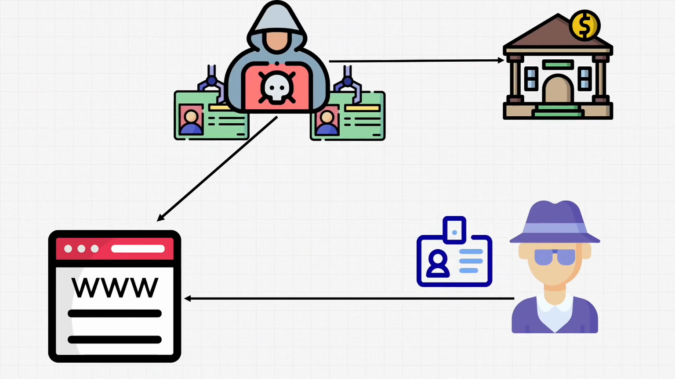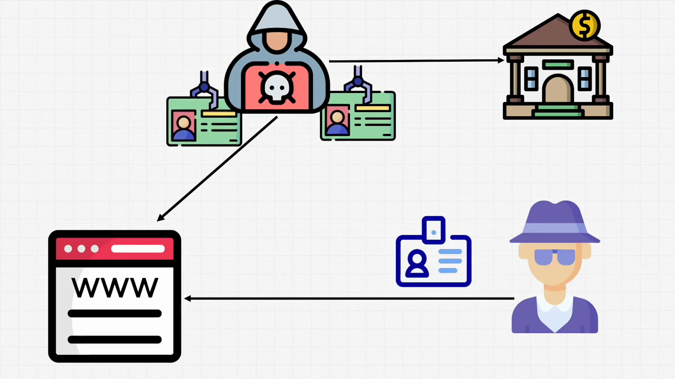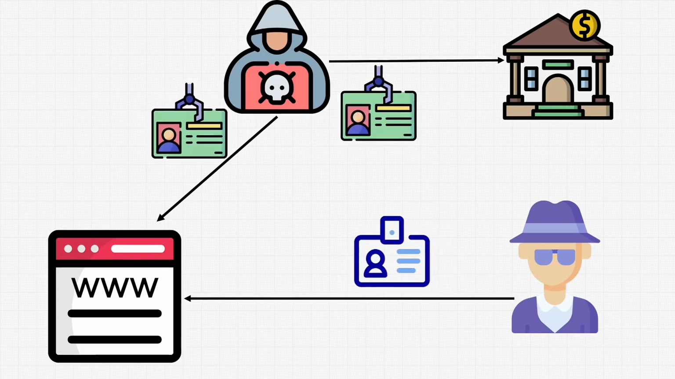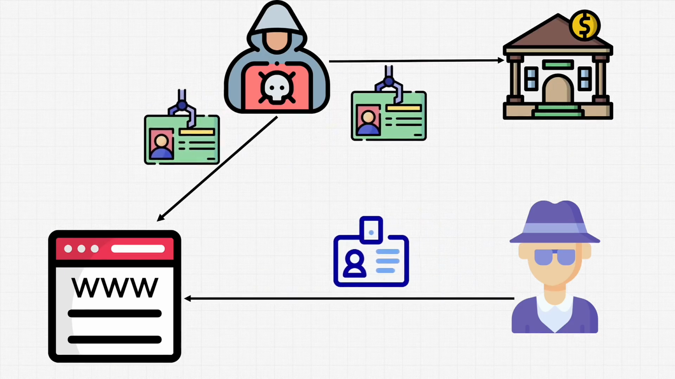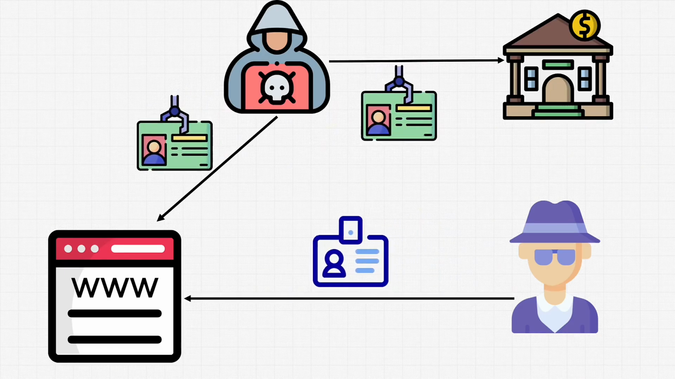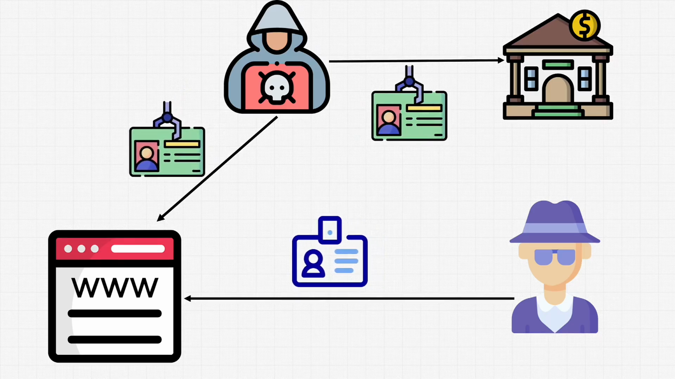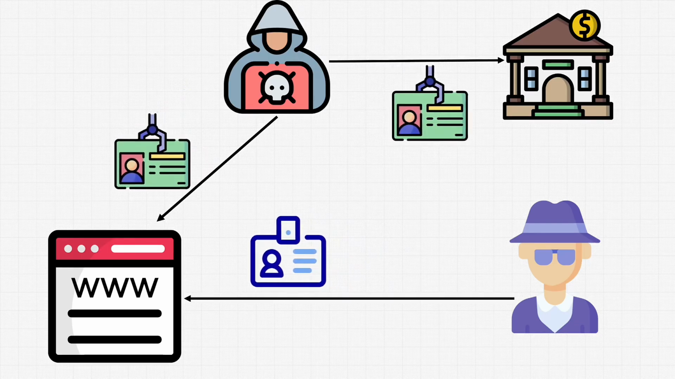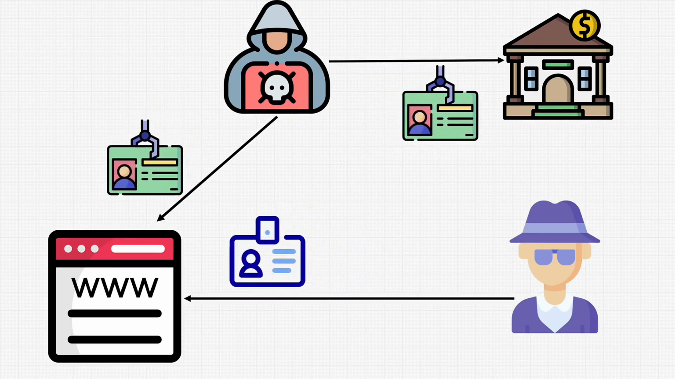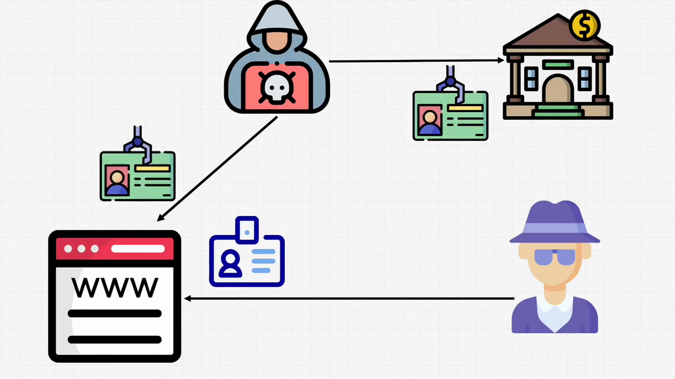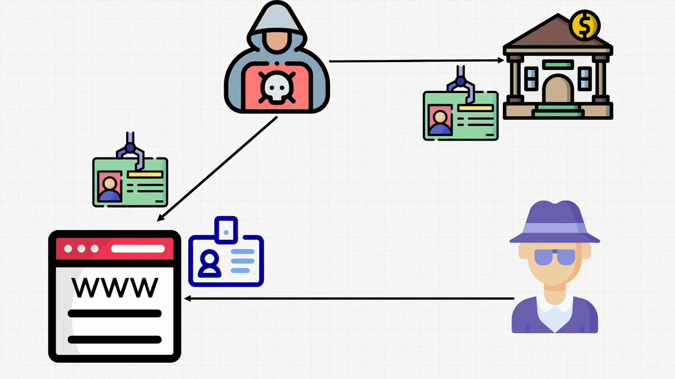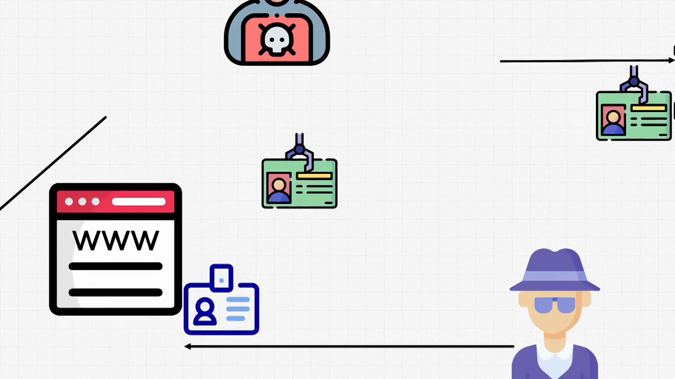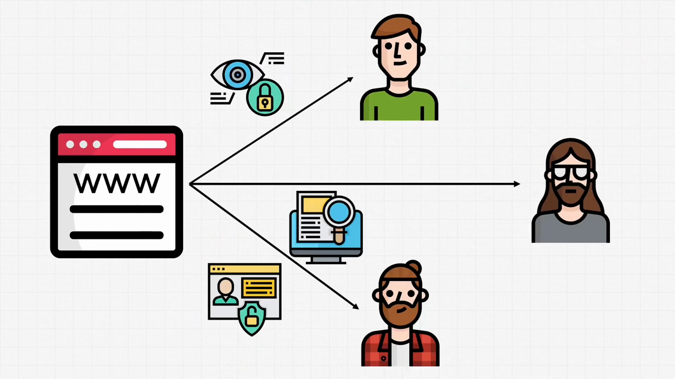First one, identity theft. When personal information such as full name, date of birth, address, and social security number is leaked online, malicious actors can use this information to impersonate individuals and commit identity theft. They may open fraudulent accounts, make unauthorized purchases, or engage in other criminal activities, causing financial and reputational harm to the victim.